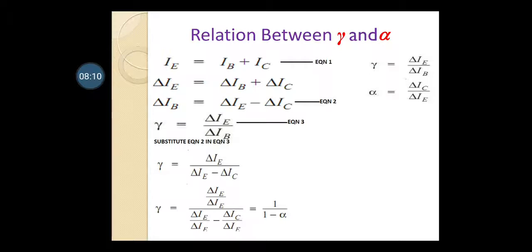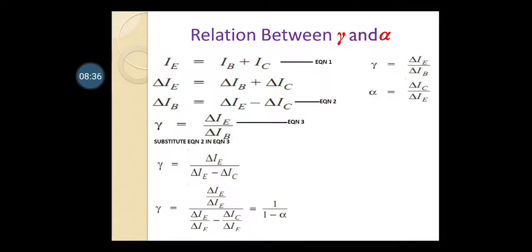Now if you put a del to the right hand side, then you have to put del to the left hand side. So del IE is equal to del IB plus del IC. And taking del IB on one side, you get del IB is equal to del IE minus del IC. This is equation 2. Now you are going to write the equation of gamma. Gamma is equal to del IE upon del IB.